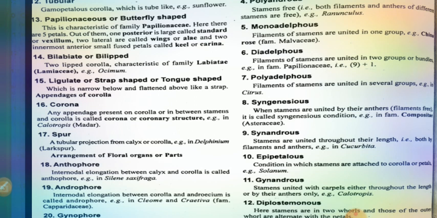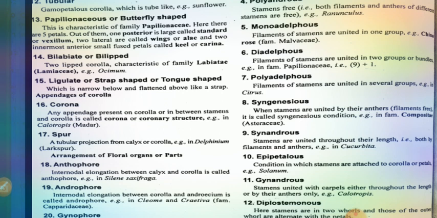Then corona. Any appendages present on the corolla, between the stamens and the corolla, are called the corona, or coronary structure. This is seen in Calotropis procera or Calotropis gigantea, and this type of appendage is known as the corona. The best example you have already seen on TV or social media is the structure of the coronavirus. That's why that appearance is known as the corona, or coronary structure, and it is mainly seen in Calotropis procera or Calotropis gigantea.